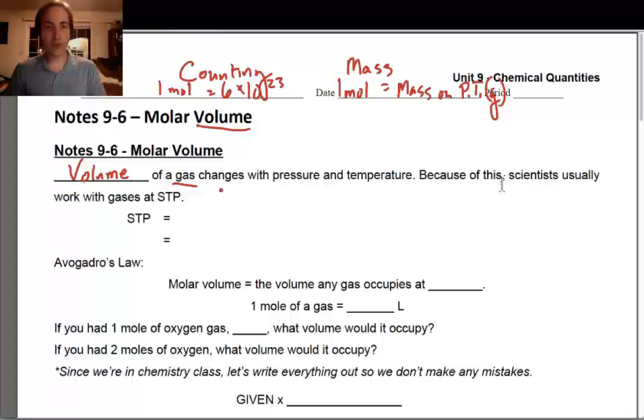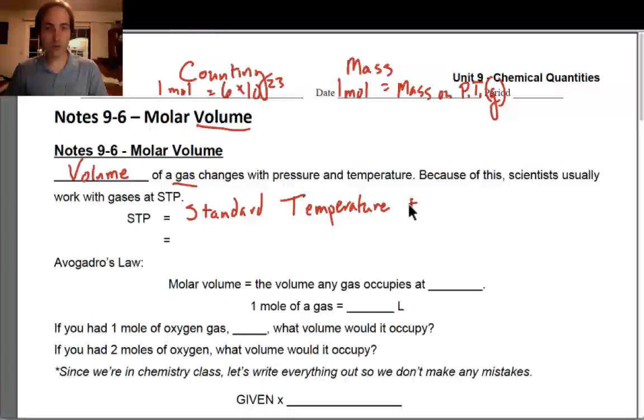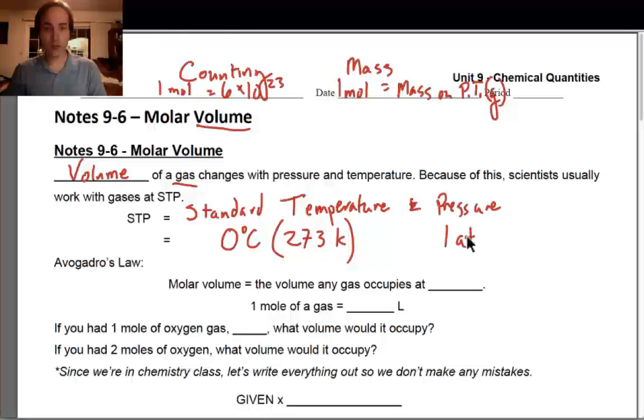And because of that, most scientists work with gases at STP. STP stands for standard temperature and pressure. Okay? And the actual values of STP are as follows. So standard temperature is 0 degrees Celsius or 273 Kelvin, okay, and standard pressure is 1 atmosphere. So that means that under laboratory conditions, I guess, you would keep your gas that you're working with at these conditions, and then you can predict how much space it will take up.